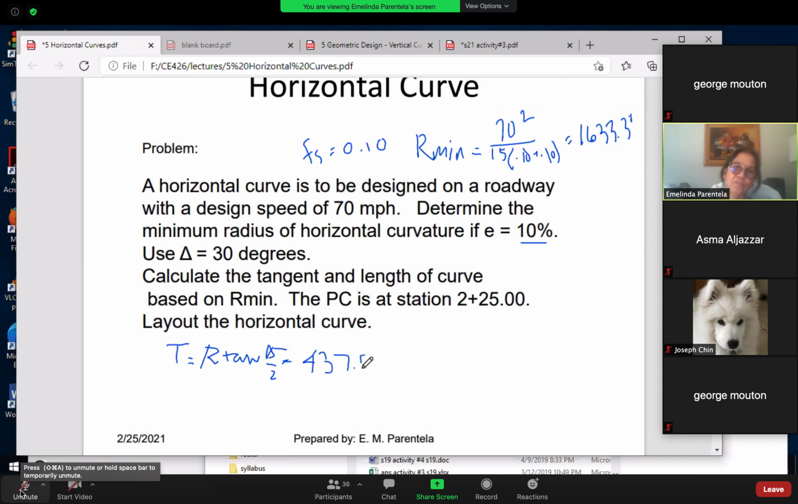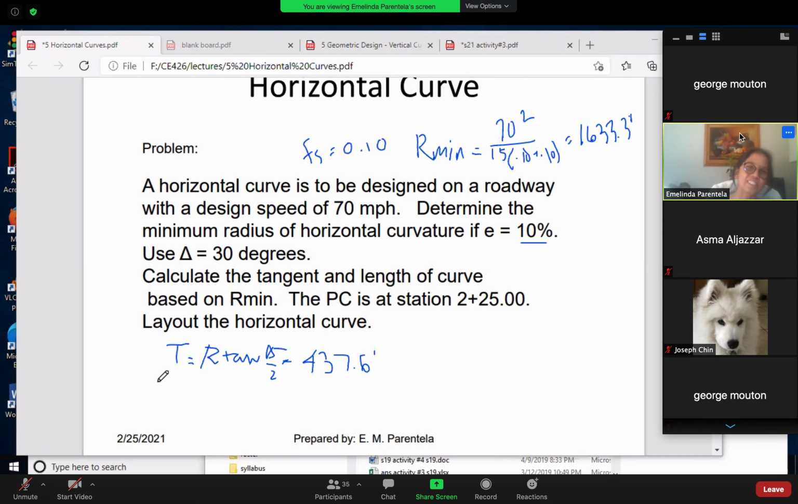0.6 feet. 0.6 or 0.7? 0.6. 0.6. Okay. And who is talking? Sorry. The last person who said 0.6. Jocelyn? Oh, Jocelyn. Okay, thank you, Jocelyn.